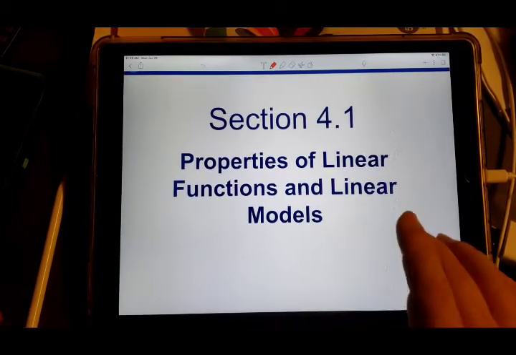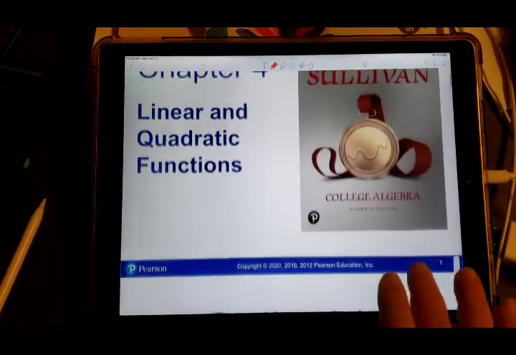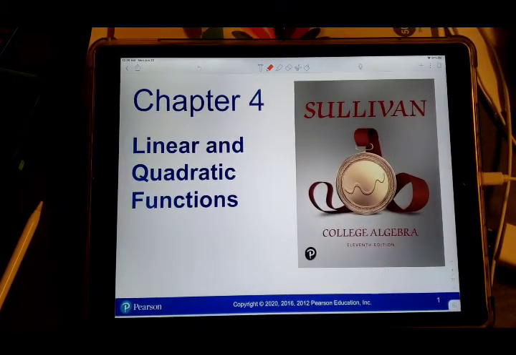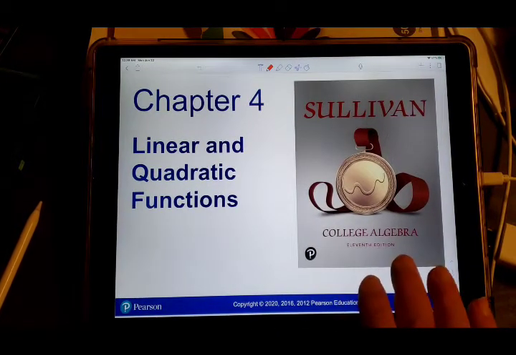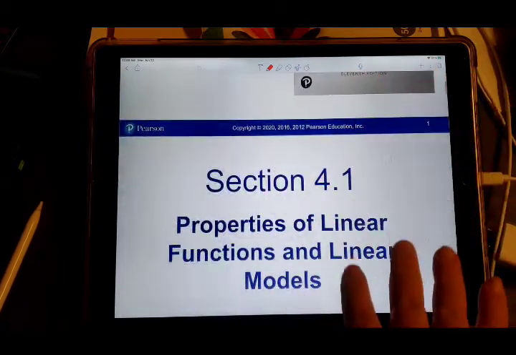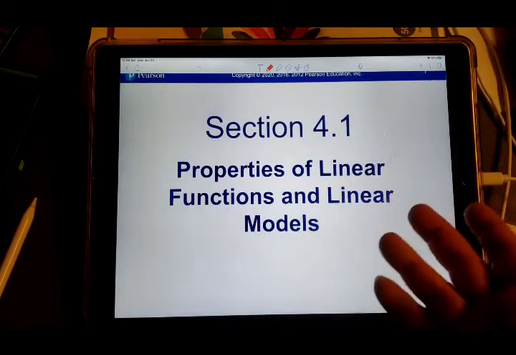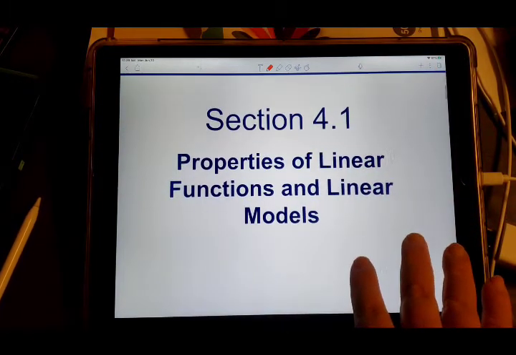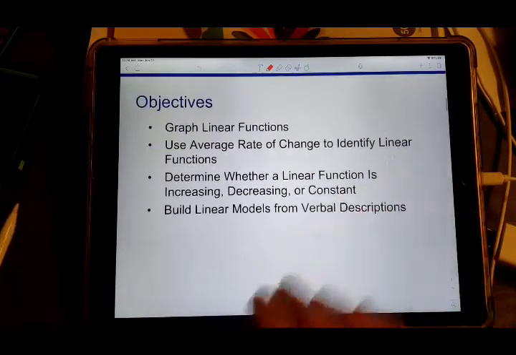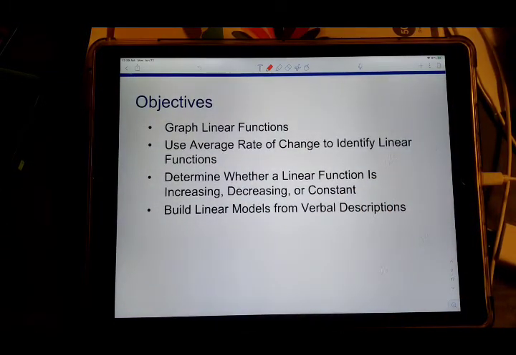All right, welcome to Chapter 4, Linear and Quadratic Functions, Section 4.1, Properties of Functions and Linear Models. Objectives: graph linear functions, definitely.